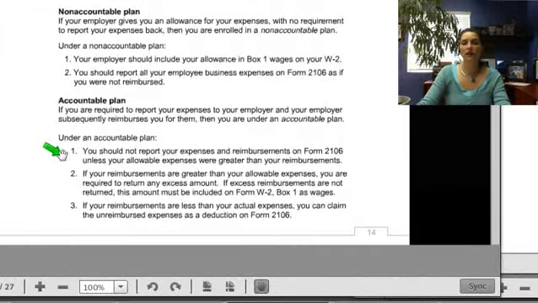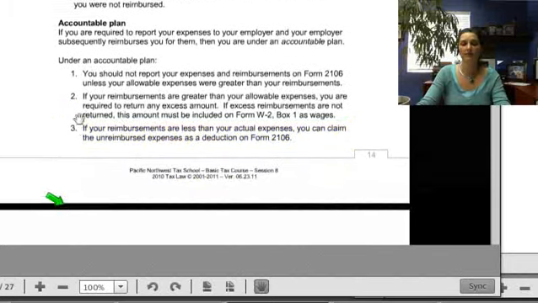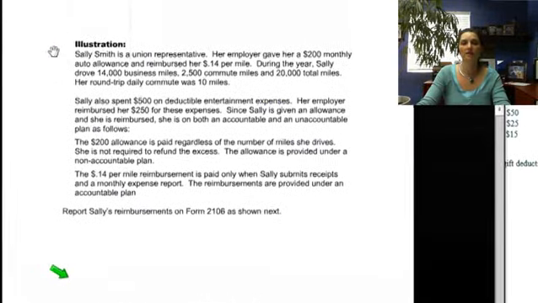So under an accountable plan, you should not report your expenses and reimbursements on Form 2106, unless your allowable expenses were greater than your reimbursements. If your reimbursements are greater than the allowable expenses, you are required to return any excess amount. And if the excess reimbursements are not returned, then your employer is required to report the excess unreturned reimbursements in your income as Box 1 wages. If your reimbursements are less than your actual expenses, you can claim the unreimbursed expenses as a deduction on Form 2106. And here is an illustration.